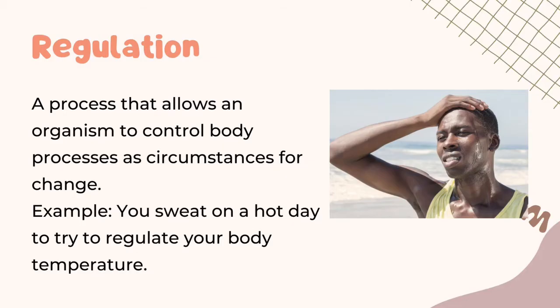Okay, so before we start the discussion all about the central nervous system and the peripheral nervous system, let's discuss first the term regulation. Regulation is a process that allows an organism to control body processes as circumstances change. Here's our example: you sweat on a hot day to try to regulate your body temperature.